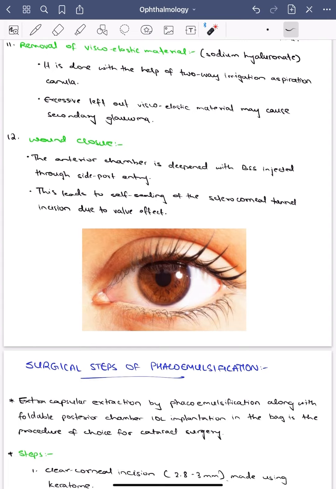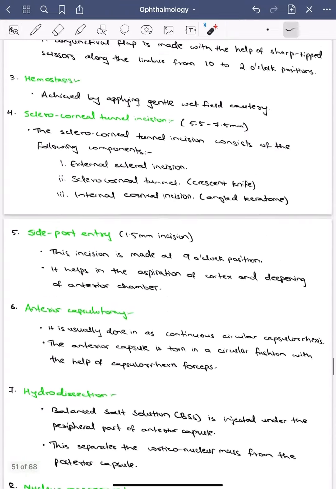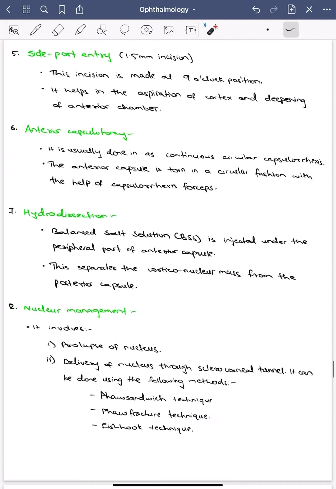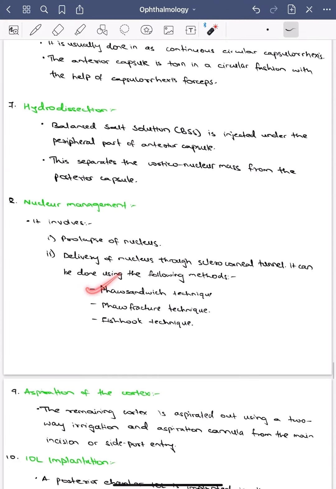Next is the management of the nucleus, and this is done with the help of two maneuvers. The first is the prolapse of the nucleus, which is aided by hydrodissection, and the second is delivery of the nucleus outside through the sclerocorneal tunnel, and this is done with the help of a few techniques like phaco sandwich technique, phaco fracture technique, and fish hook technique.